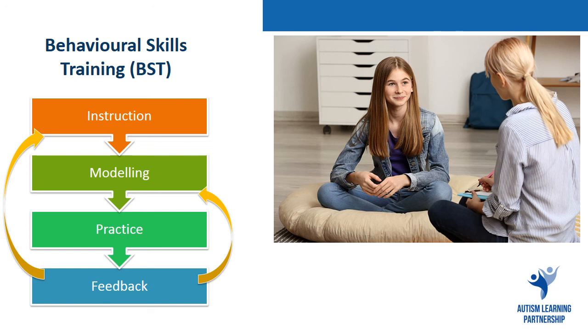At the beginning of BST, the adult provides oral or written instruction to the learner. These instructions explain in detail the targeted behavior or sequences and the context in which it should occur. The second step in BST is modeling, which can be done by the teacher or by others, live or via video. The model demonstrates each component and steps necessary to successfully complete the competency.